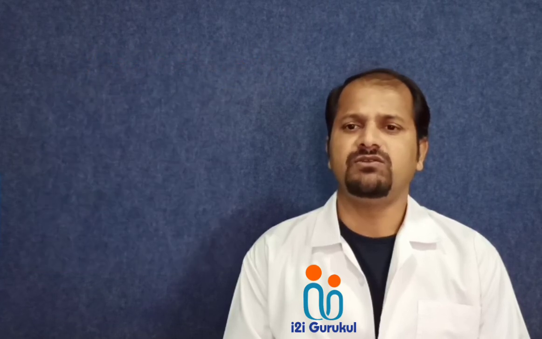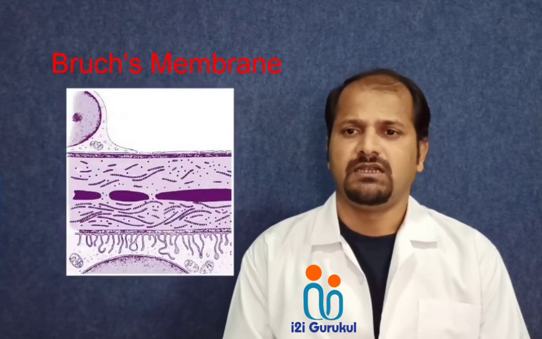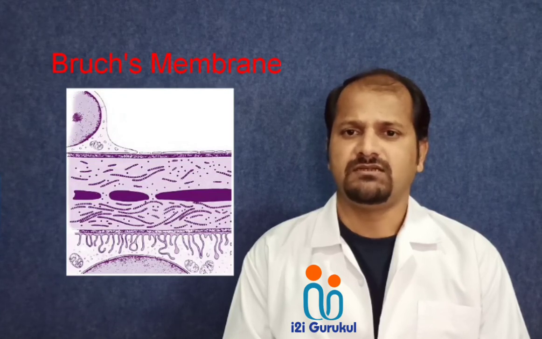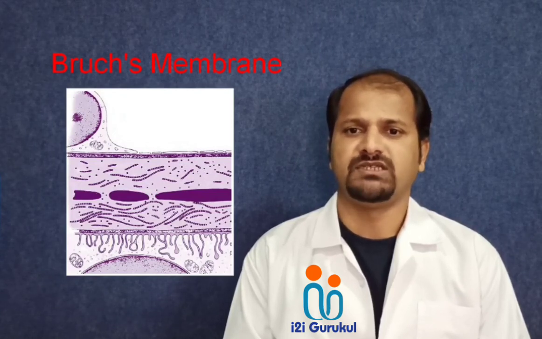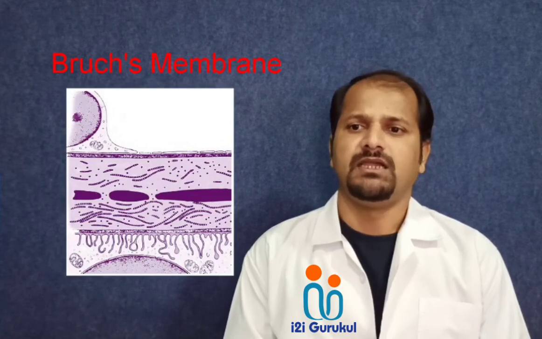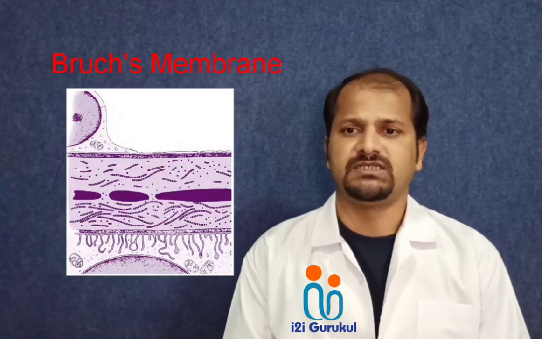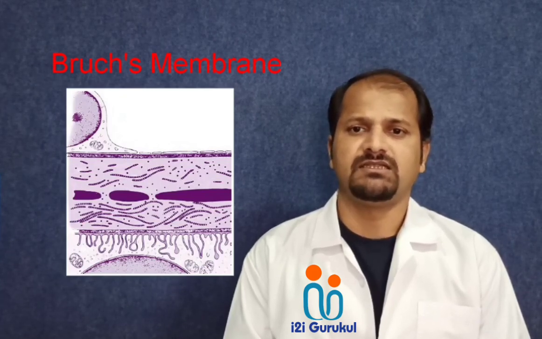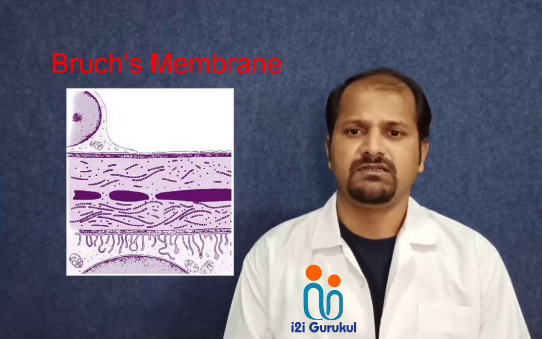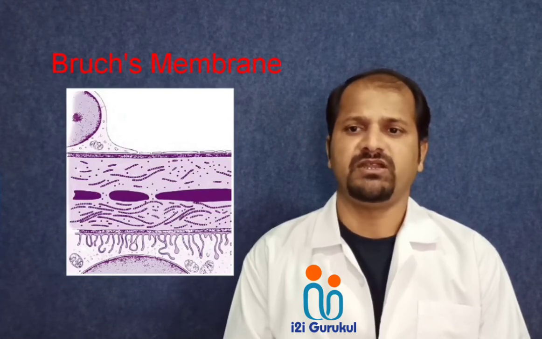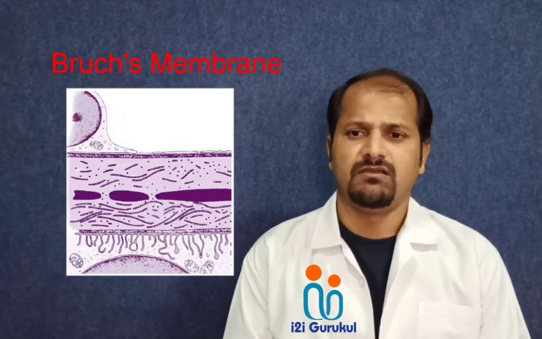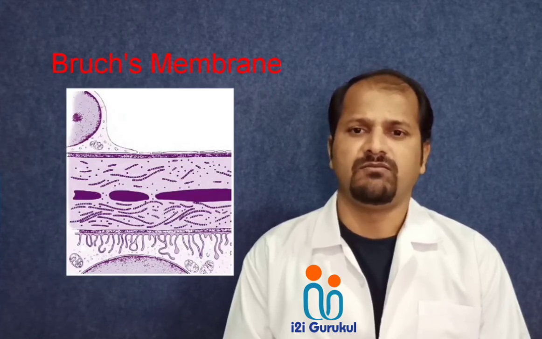Now coming to the Bruch membrane. It is about 7 microns thick. It separates the choriocapillaris from the retinal pigment epithelium. Electron microscopically, it consists of 5 layers from outer to inner. The first one is the basement membrane of the choriocapillaris, the second is the outer collagen layer, the third is the middle elastic layer, the fourth is the inner collagen layer, and the fifth is the basement membrane of the retinal pigment epithelium. Bruch membrane is important for blood retinal barrier function.